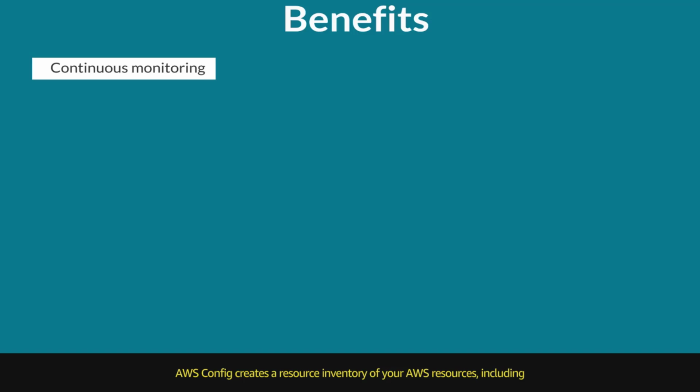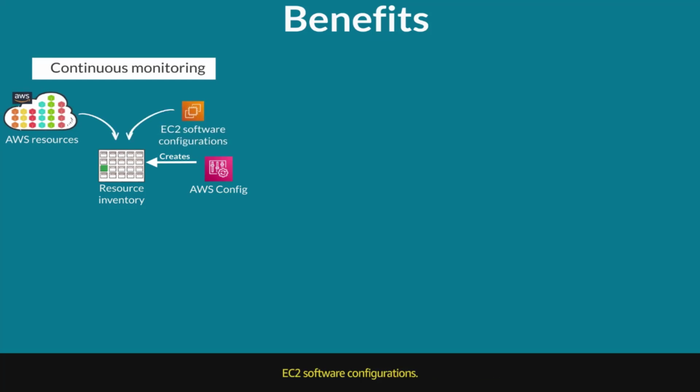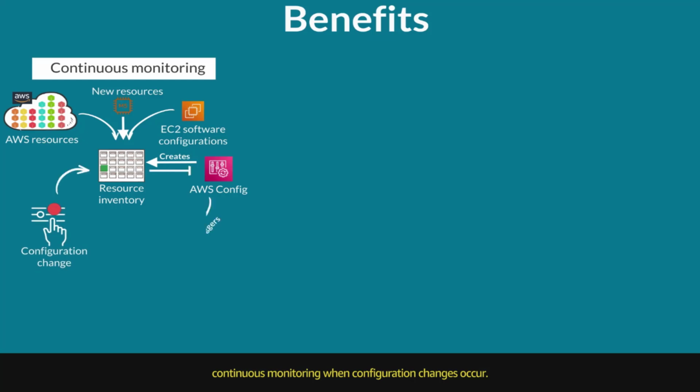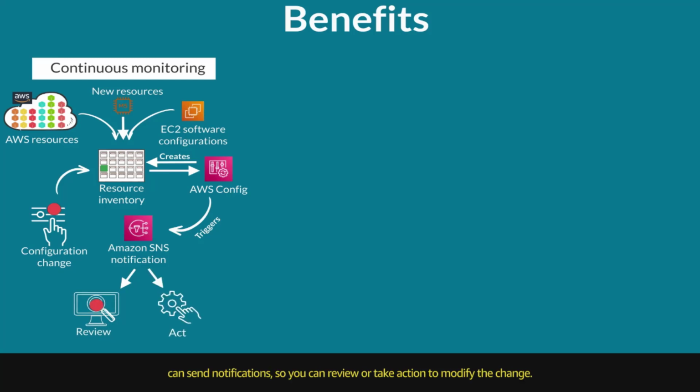Let's look at some benefits of AWS Config. Continuous monitoring. AWS Config creates a resource inventory of your AWS resources, including EC2 software configurations. After the initial resource discovery, new resources are added automatically, with continuous monitoring when configuration changes occur. Amazon SNS can send notifications, so you can review or take action to modify the change.